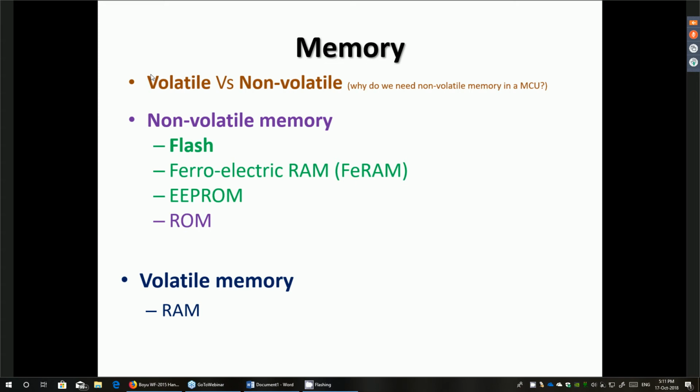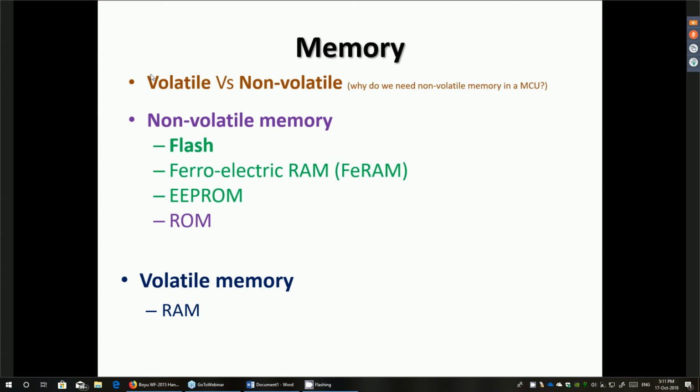And then I give a few examples of non-volatile memory. We have flash memory, which is what 99% of all the microcontrollers available in the market use today. I talk a little bit about the technical aspects of flash memory, but let's not do that. We barely have 20 more minutes.